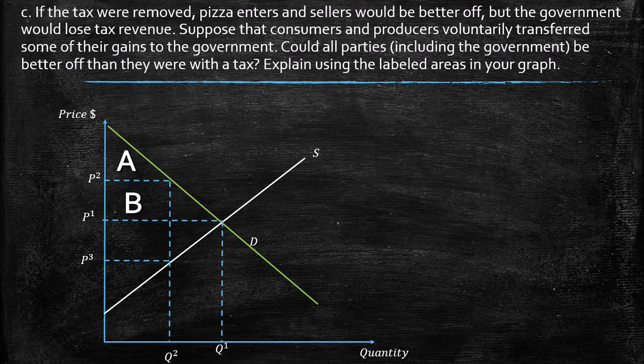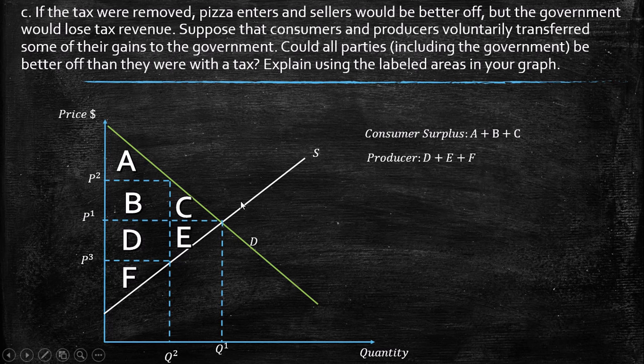Remember, here we have the previous case, which is A plus B plus C with the pre-tax. And here the producer has D, E, F. The government has B plus D, right? So in this case, what I propose here is how all can be better off. We can propose that in this case the price is going to be lower, that's going to be P1.